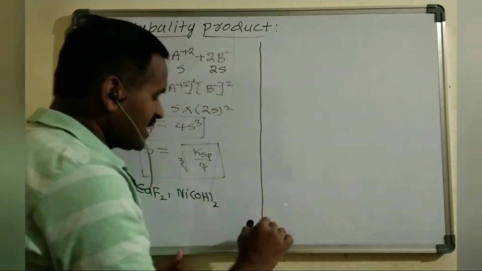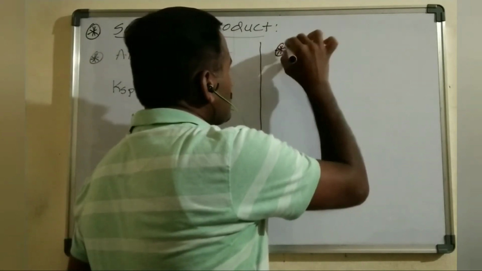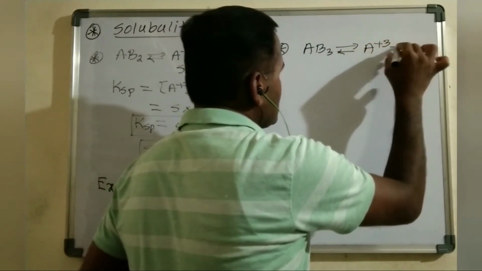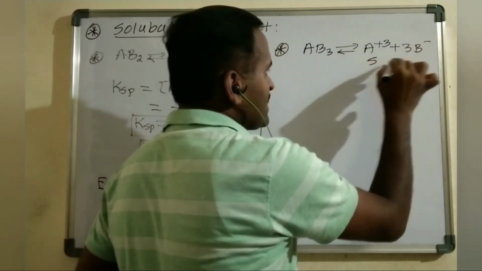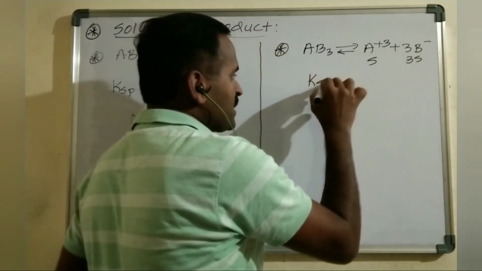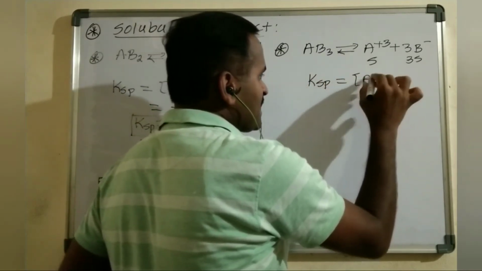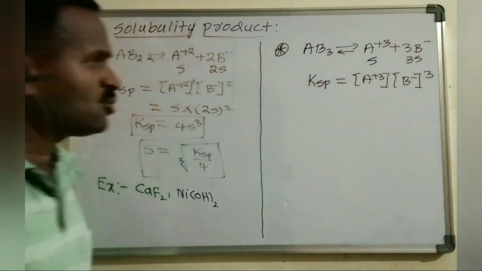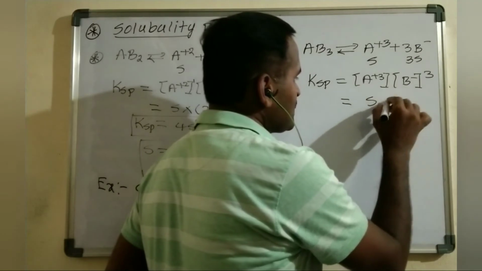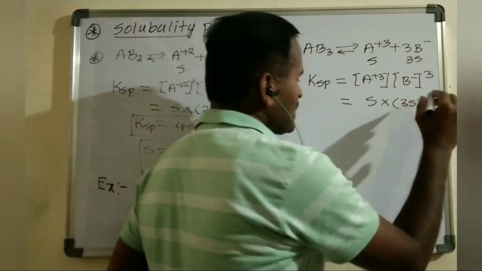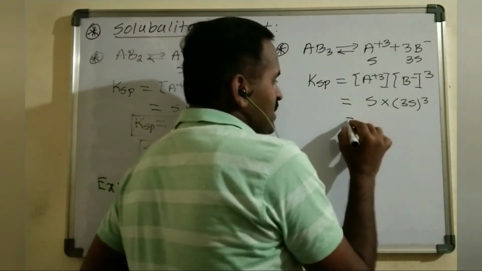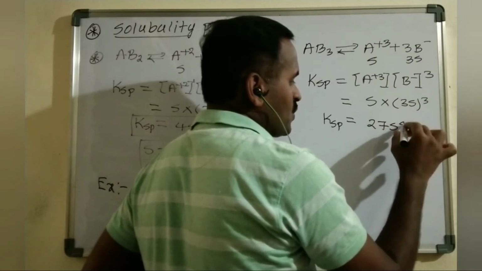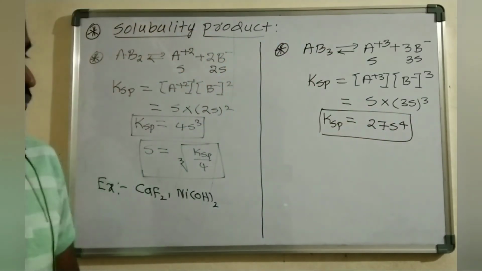In the same way, if I take this AB3 type of electrolyte, it will dissociate into A plus 3 and 3B minus. So its solubility is S, and this will become 3S, and its solubility product KSP equals the A plus 3 ion concentration into the B minus ion concentration whole power 3. The stoichiometric coefficients will be raised to the power, so S into 3S whole power 3. Right. So here you will get KSP equals 27 S power 4, which is the solubility product for the AB3 type of electrolyte.